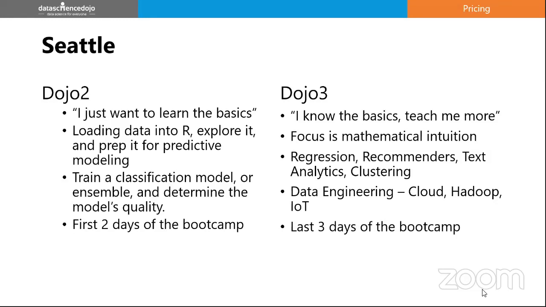And then Dojo 3 is, I know the basics, but I want to know more. So the focus is more on the mathematical intuition. You would be learning regression, recommender systems, text analytics, and clustering. And then on day 5, we'd also cover data engineering, cloud, Hadoop, and IoT. And again, those are the last 3 days of the boot camp. Although, if you're interested in the first 3 days or the last 2 days, we can do that as well. But we think that this structure is probably the best.